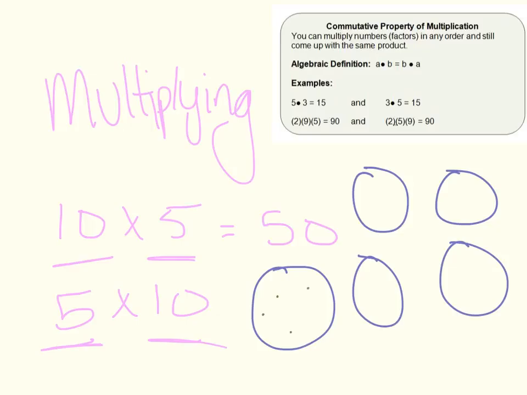Well, we can put our little cookies and sprinkles in each group, and we're still going to get 50 as our outcome. So that's the point of the commutative property.